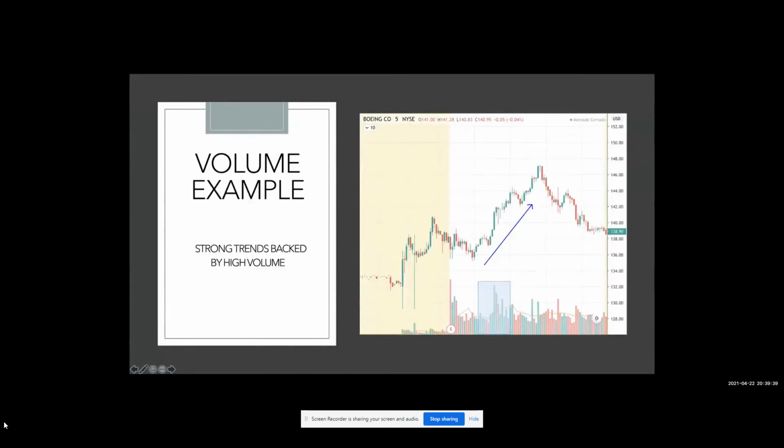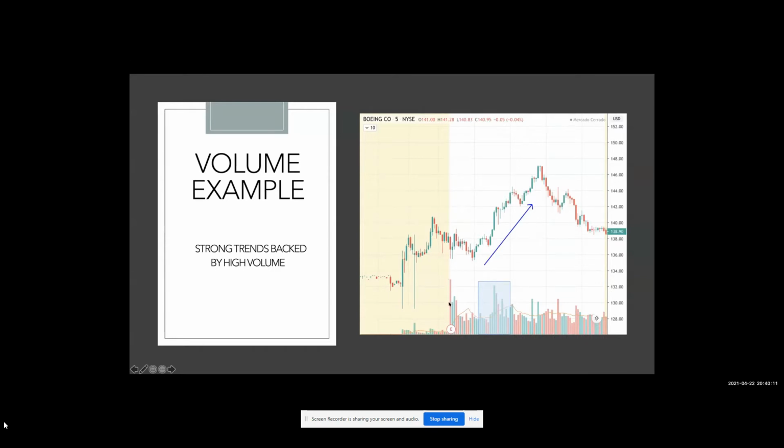So these are just a bunch of different examples, but I think you guys are getting the point. So volume example, right? Strong trends backed by high volume. Again, when you see a stock break out of its pre-market highs, when you see a stock starting to create an uptrend or a downtrend, you want to make sure that it's backed by high volume. So you can see in this candle, just this candle alone right here actually has almost the same amount of volume as the opening candle.